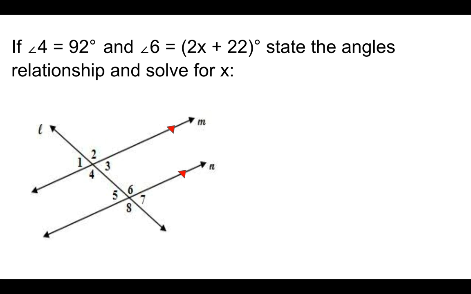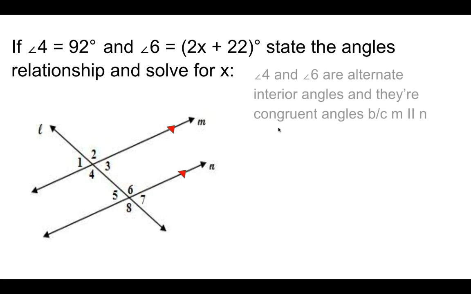And then the last example, angle 4 is equal to 92 degrees, angle 6 is 2x plus 22 degrees. State the relationship and solve for x. And then again, if we look, angle 4 and angle 6, they both lie inside the parallel lines. They're diagonal from each other, so we can say angle 4 and angle 6 are alternate interior angles, and they're congruent because M and N are parallel.